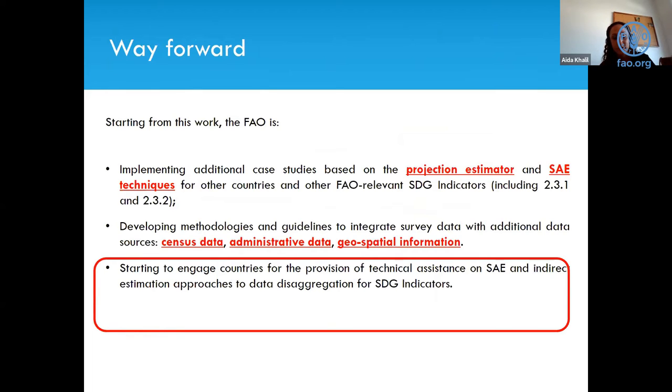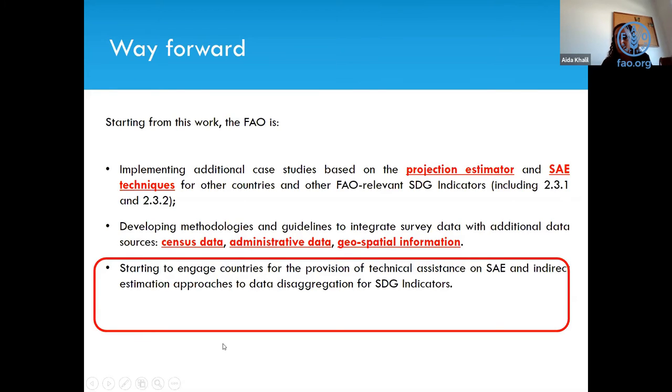To recap, the only thing that you have to get from this presentation for now is that the SDG indicators 2.3.1 and 2.3.2 should be computed by sex of the head of the household, by, of course, size of the farm, so small-scale food producer and non-small-scale food producer, and by rural-urban location. And in case you need support from FAO to implement data disaggregation at a very detailed national level, we could support you in the application of indirect estimation techniques, such as small area estimation techniques.